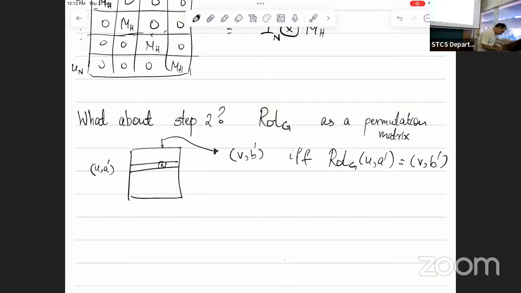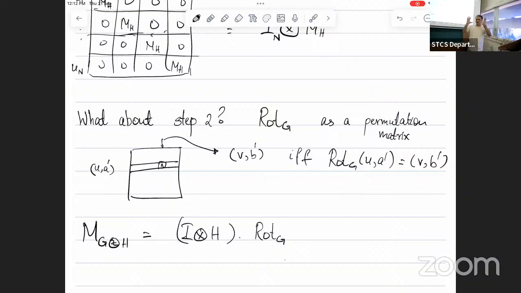So what does this together tell you? This tells you that the random walk matrix of the zigzag product is actually these three steps put together. So this is going to be I tensor H, that's step 1. And then you apply the rotation map. I'm going to write Rot_G, but you should think of that as a permutation matrix. It's an ND cross ND permutation matrix, times I tensor H. The Rot_G map is not actually a Rot_G tensored with something; it's on ND vertices. All three matrices that I have written are on ND vertices.